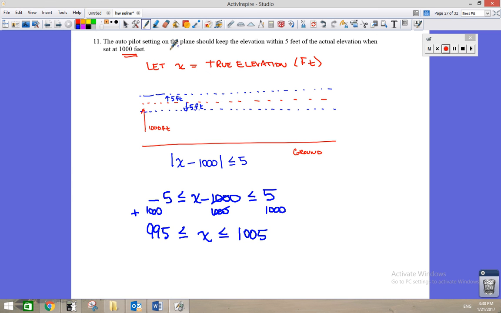So an autopilot setting on the plane should keep the elevation within 5 feet of the actual elevation when set at 1,000 feet. So this is the actual elevation in feet. Our autopilot is such a good piece of equipment that if you set it at 1,000 feet, it'll keep us between 995 and 1,005 feet, which seems accurate enough, sensitive enough, good enough.